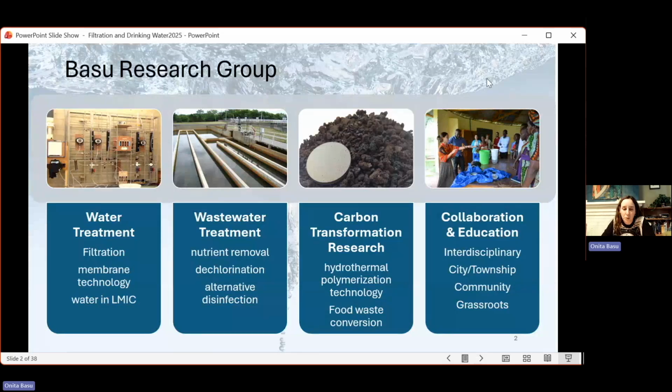I have four pillars in my research group: water treatment, wastewater treatment, carbon transformation research, and collaboration and education. Although they're individual pillars, they have an overlapping Venn diagram of relationships, especially the one on the far right of your screen, which says collaboration and education.